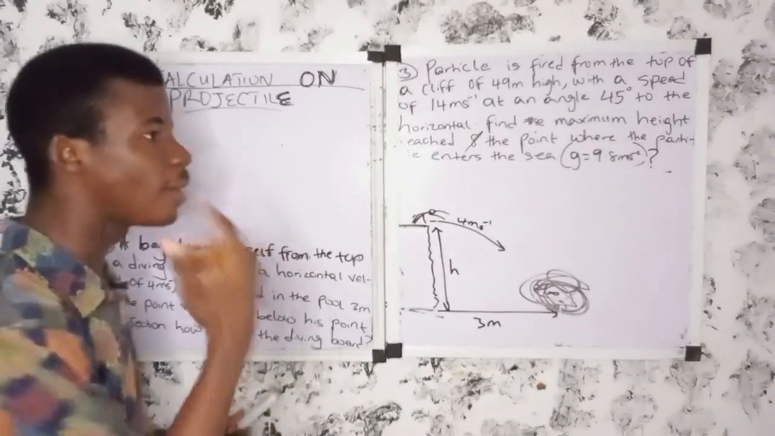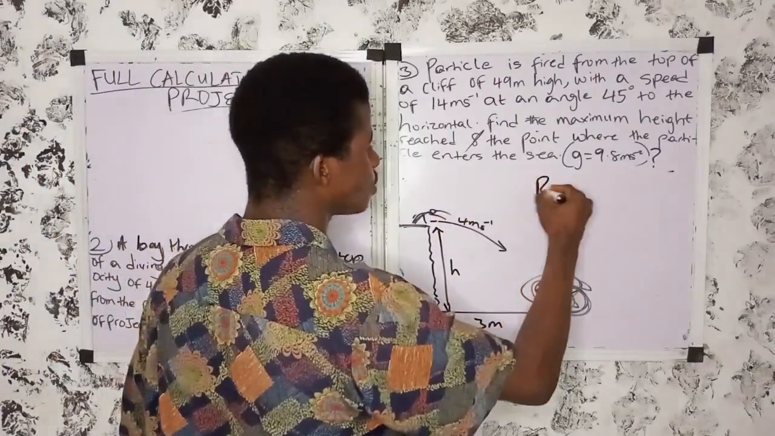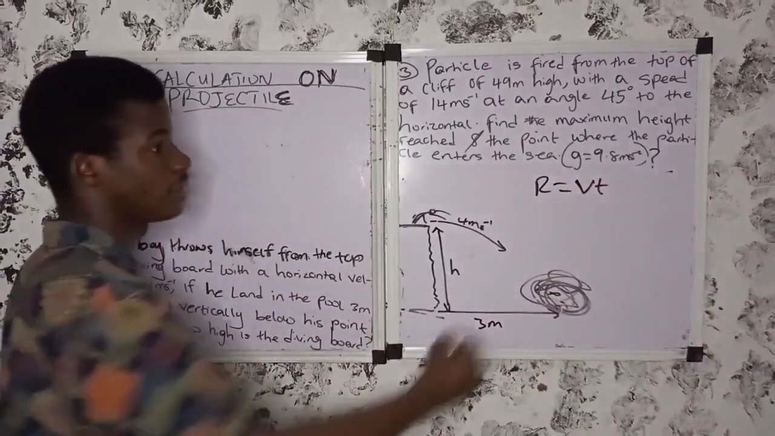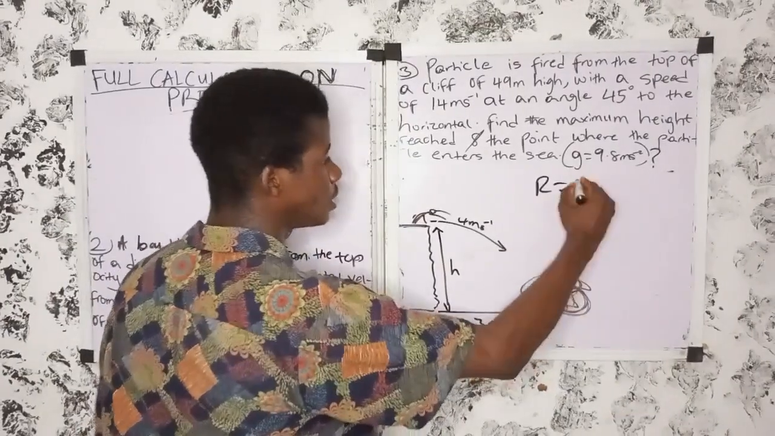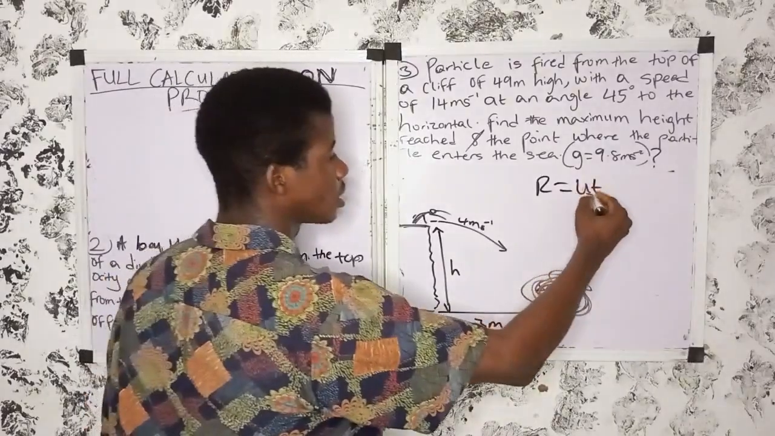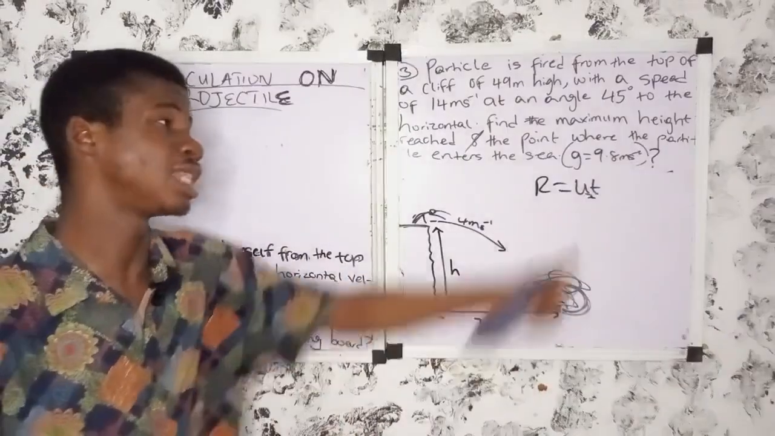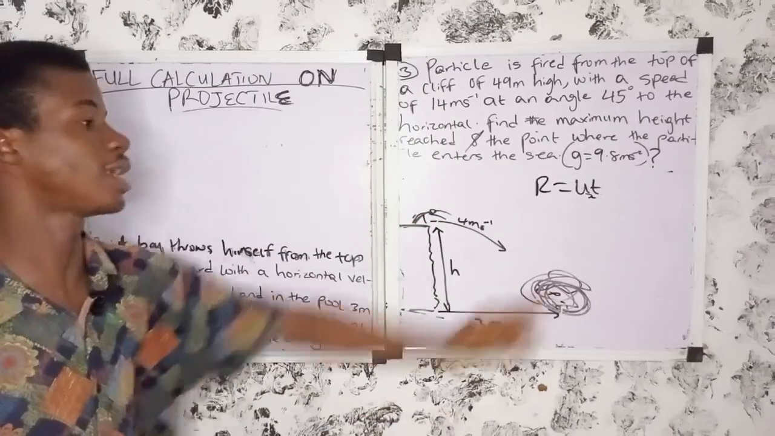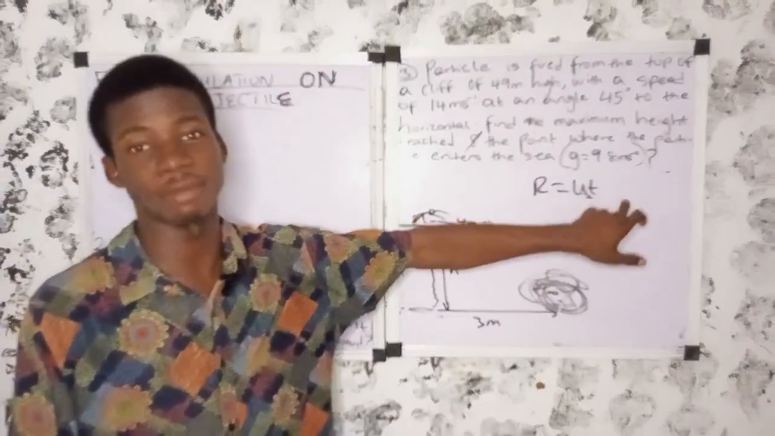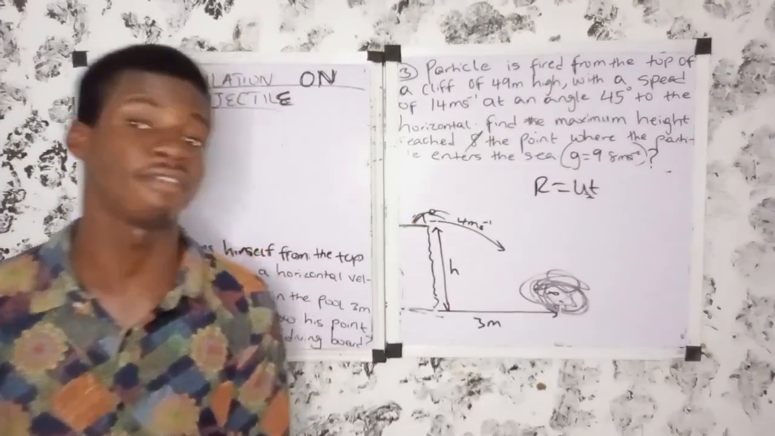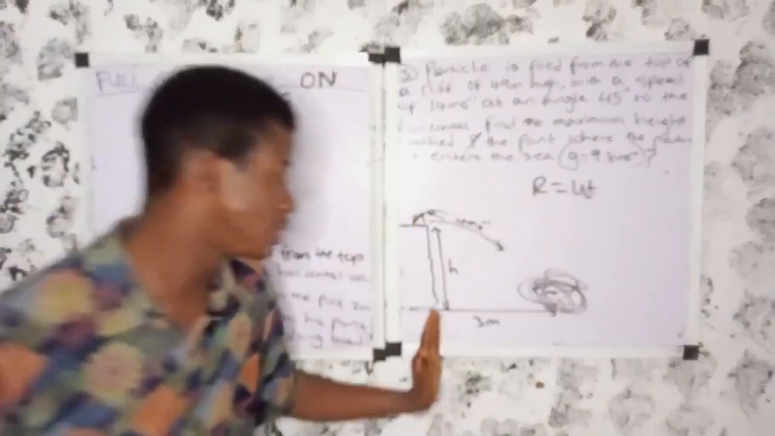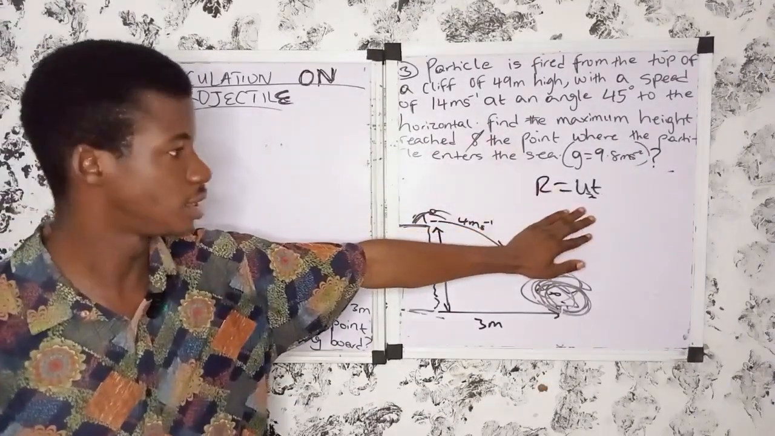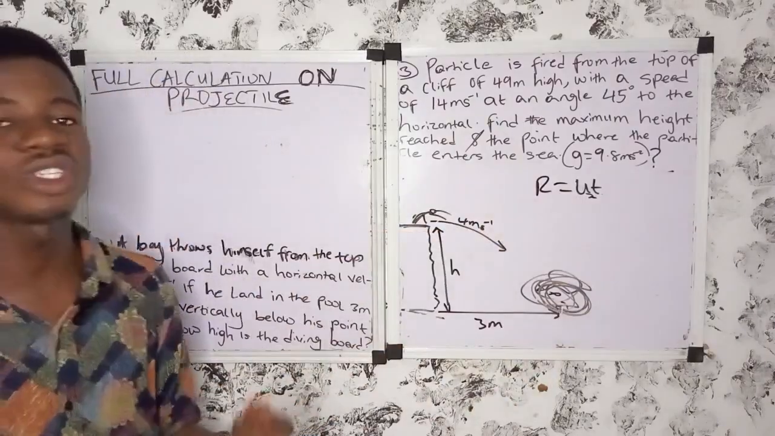Now what is range? I gave you the formula then. Range is equal to UT. Yes, that is UT rather. And this U is the horizontal velocity, as I gave you in our previous class video. So range equals velocity times time, and this velocity is the horizontal velocity, while range is the horizontal distance. Now, this is the range.